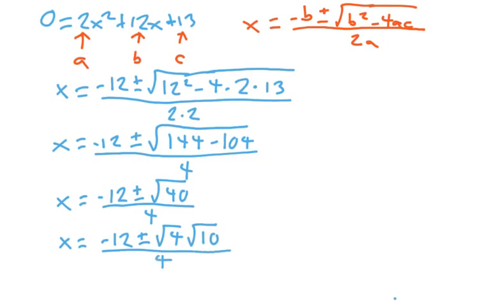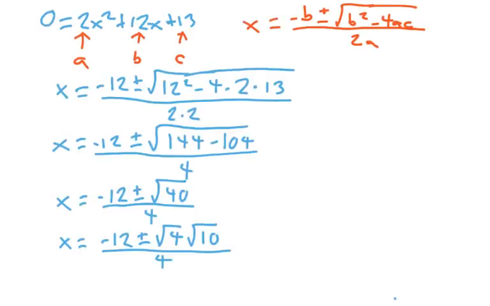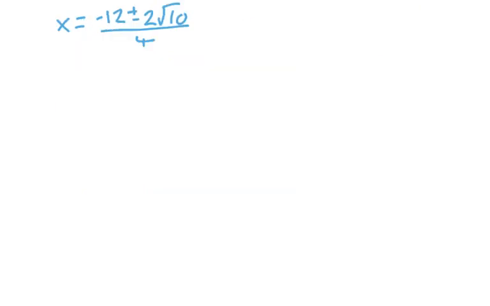Let's see if I have a little bit more space. Yeah. So we would have x is equal to negative 12 plus or minus, we have the principal square root of 4, that's 2, times the principal square root of 10, divided by 4. Go back a screen just so we can see that that looks exactly right. I just replaced the principal square root of 4 with a 2.